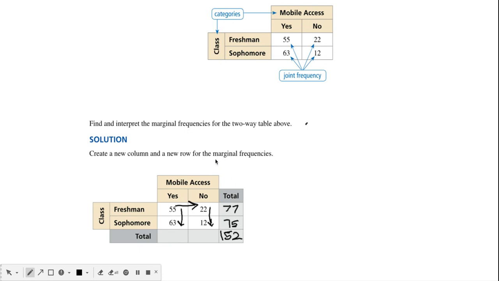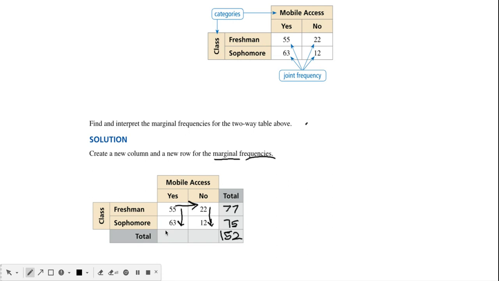Now, there's this terminology right here that says marginal frequencies. Marginal frequency means total it up across the row. That's kind of in the margins. That's where that word comes from. Marginal frequency just means this compared to the total, and each of these individual ones compared to the total.